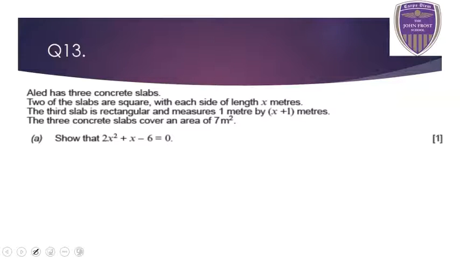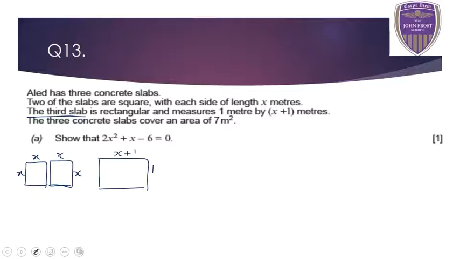Right, question 13. Allied has 3 concrete slabs. 2 of the slabs are square with each side of length x meters. So I need to do a diagram for that. So 2 of my slabs are square and the sides are x meters. Okay, the third slab is a rectangle which measures 1 meter by x plus 1 meters. I think a diagram can help you here.